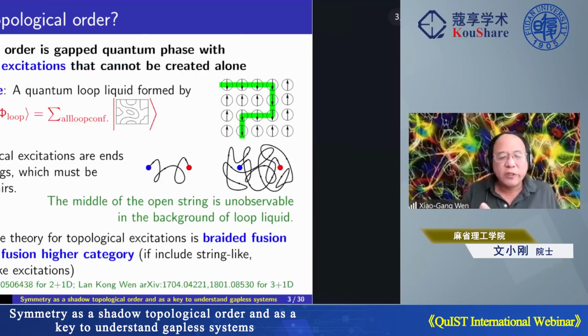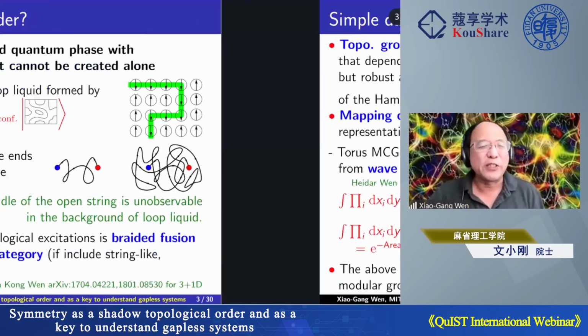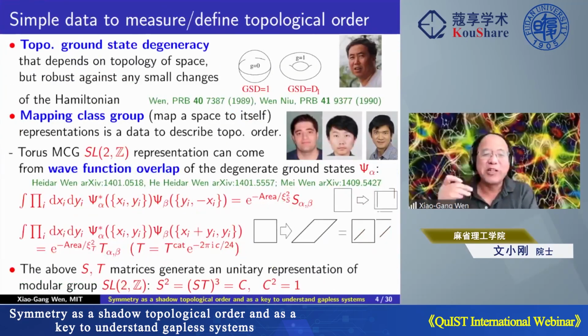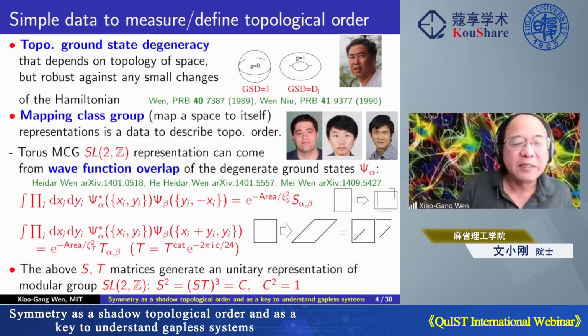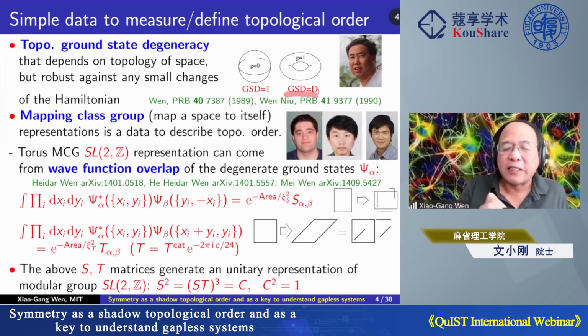But this fusion category and the hierarchy category, or braided fusion category, is kind of abstract. And as such, actually, there's a simpler data to measure and define topological order. Maybe not fully, but almost. The simplest data basically is the ground state degeneracy on a space with some non-trivial topology, like a torus or a genus 2 Riemann surface, etc. But degeneracy is not quite enough.